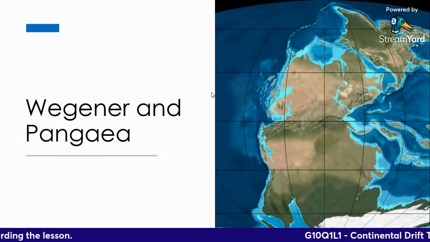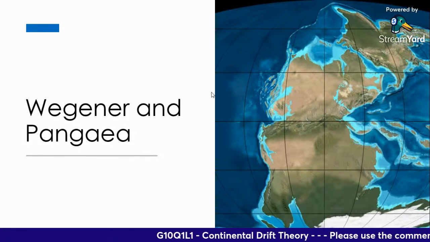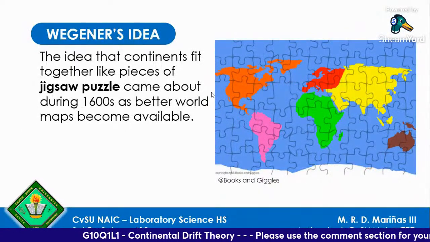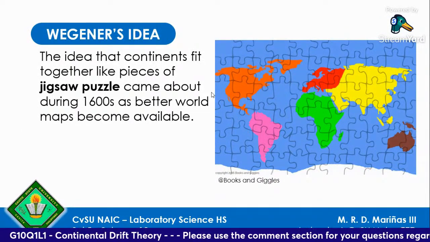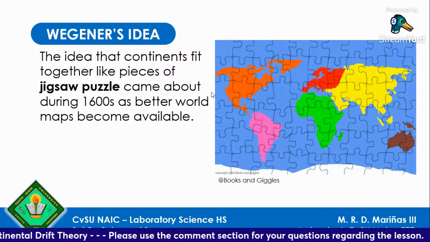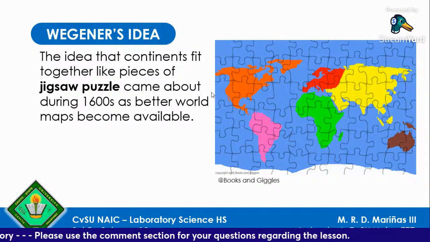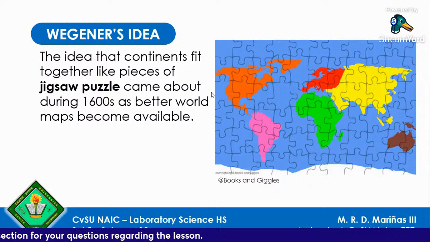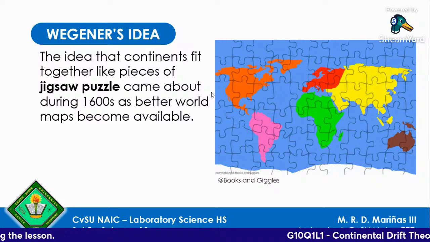So, sino yung dalawang yan? Ano yung dalawang terms na yan? Okay? So, tingnan natin ano yung relasyon ng pangalan na yan. Okay? The idea that continents fit together like pieces of a jigsaw puzzle came about during the 1600s as better world maps become available. So hindi si Wegener ang nagsimula nitong jigsaw puzzle idea ng continents na ito.